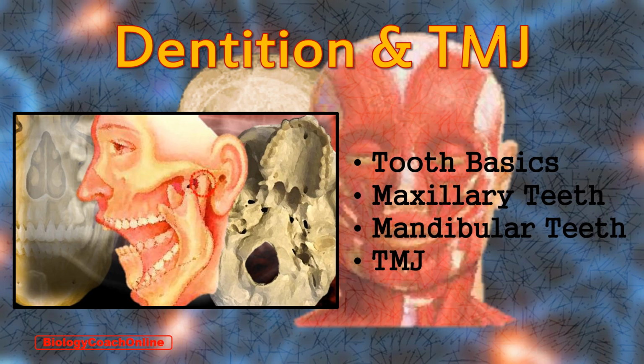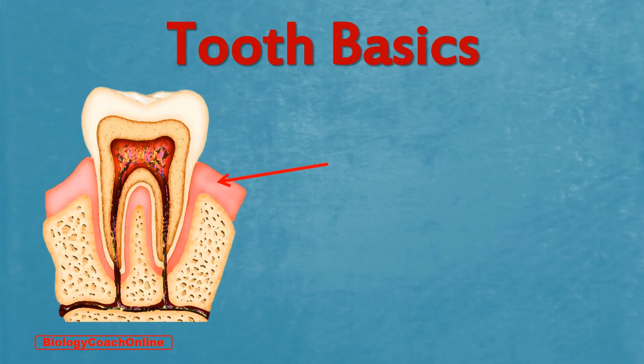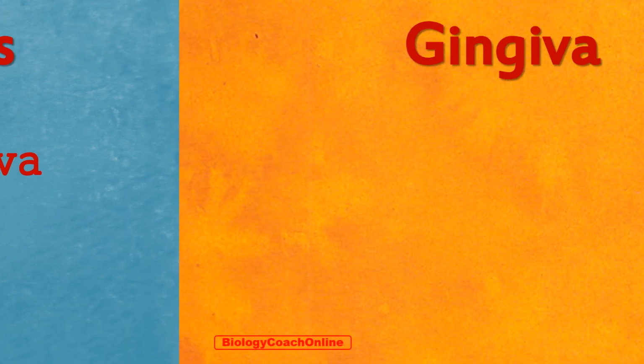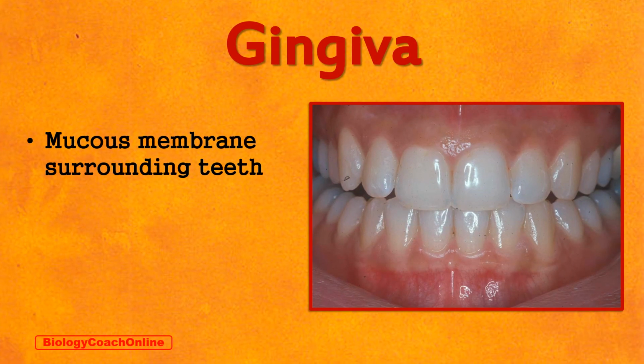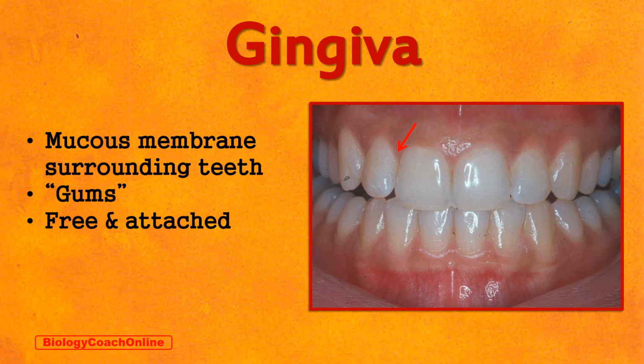So let's get started. This soft tissue here is called the gingiva. Now there's a new term for you. Your gingiva is the mucous membrane surrounding your teeth. Gingiva is referred to in the lay vernacular as your gums. Now the gingiva between your teeth is known as free gingiva. Your dental floss is used to clean the space between your free gingiva and your teeth, while the gingiva firmly attached to your alveolar process is called the attached gingiva.